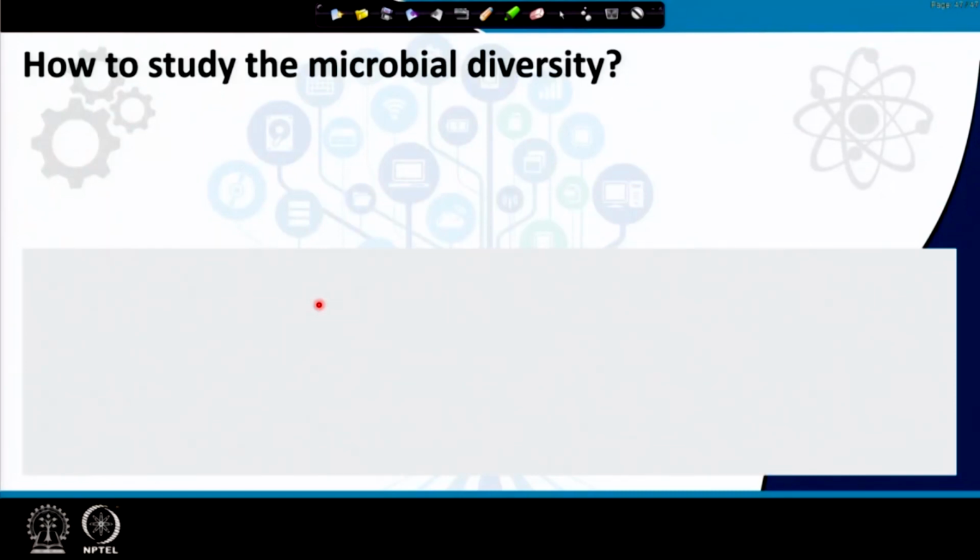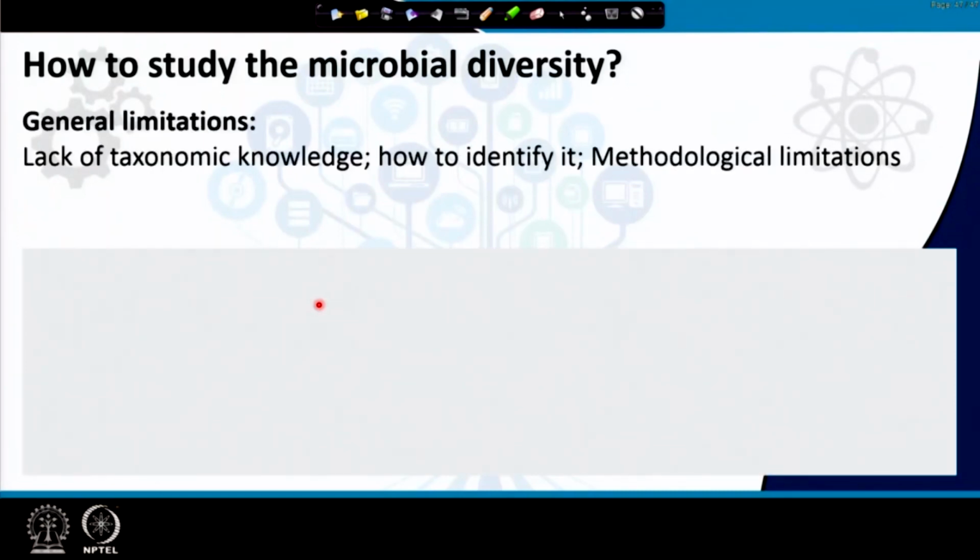Now, how to study the microbial diversity within a particular environment? We will proceed into how microbial communities are actually deciphered with respect to answering the taxonomy, the diversity, the quantitative abundance and their activities, particularly the 4 questions that we have framed. But there are certain general limitations in this respect.